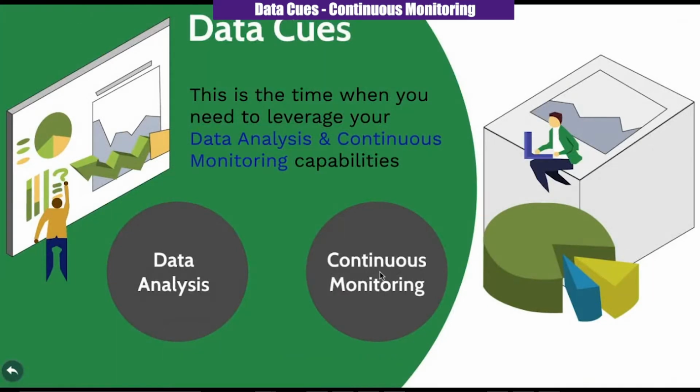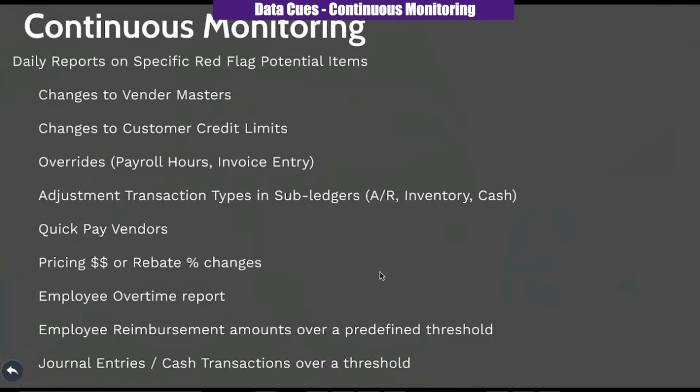Now, continuous monitoring. Hopefully you've got some of that in place, or you can start that, or just try to create some of these reports or leverage them that may already be out there. Because you're going to want to, as a group, leverage daily reports on changes to vendor masters. Because we said in the vendor related section, this is where people might start manipulating that data.